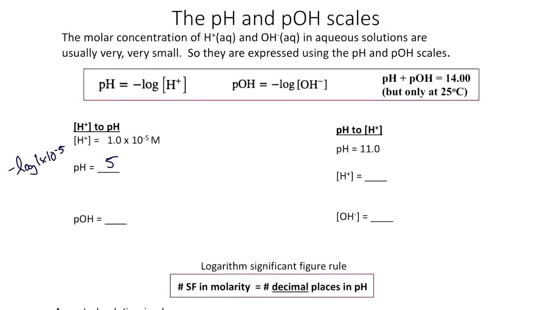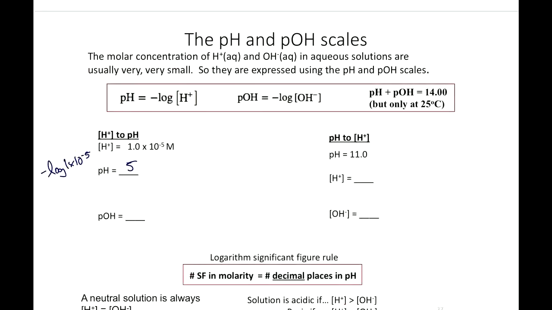So let me point out the rule of sig figs. Okay, so when it comes to logarithms, the rule for sig figs is the number of decimal places in your concentration. The number of sig figs in your concentration is the number of decimal places in your pH. So if you look at H+ concentration, this number has 2 sig figs.